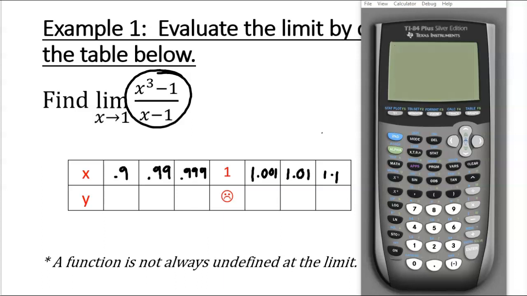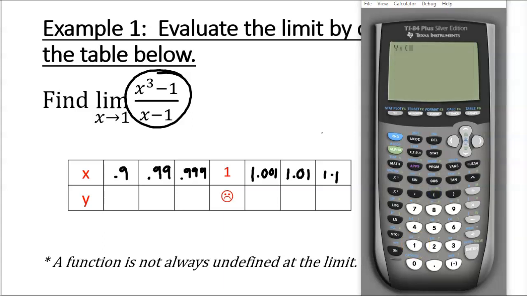We push vars, V-A-R-S, and that's in the third row down, fourth button over. And then we're going to scroll over to where it says y vars on the screen. And we're going to push 1 where it says function. And we're going to select y1. Then we're going to put parentheses.